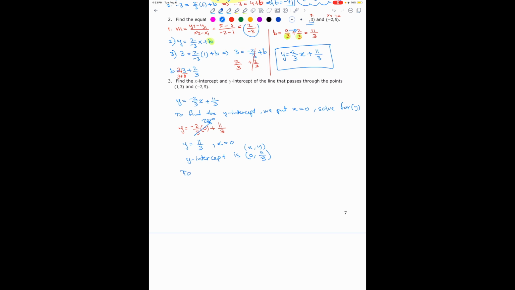In order to find the x-intercept, we put y equals 0 and then solve for x. So that will be 0 equals negative 2 over 3 x plus 11 over 3. Notice how we have a denominator of 3. So if we multiply everything by 3, we will eliminate that denominator. These will cancel, and then 3 times 0 is 0 equals negative 2x plus 11.